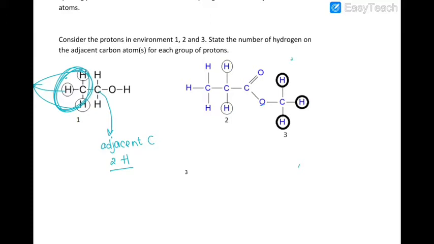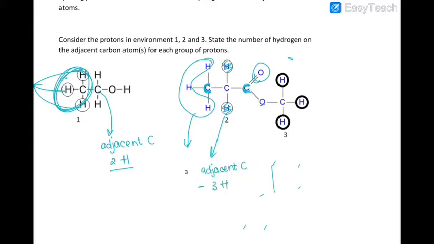Let's try to look at these two protons now. So here you have one adjacent carbon and another adjacent carbon. So in total, this one has 3 hydrogens and this one has no hydrogen. So in all, this one has 3 hydrogens that are attached to the adjacent carbon. If we look at these protons now, they don't even have an adjacent carbon. So there is no hydrogen on the adjacent carbon.